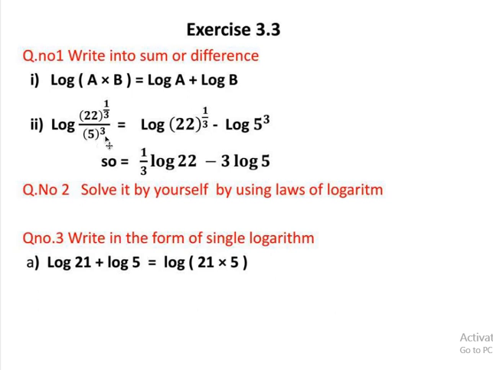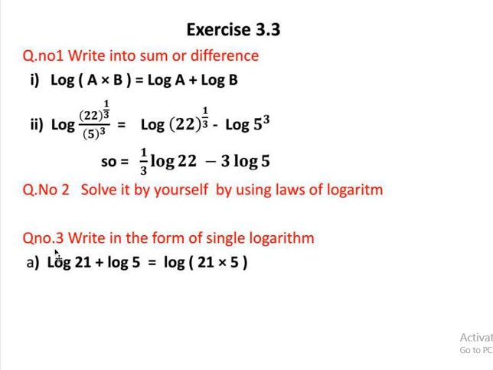In this case student, first we apply the second law of logarithm, the quotient form converted into subtraction form, that is logarithm of 22 raised to the 1 by 3 minus logarithm of 5 raised to the power 3. But we can simplify further by using another law, the power law. We have to shift this power 1 by 3 exactly beside the logarithm and write the statement in the form of 1 by 3 logarithm of 22 minus 3 logarithm of 5. Now student, solve question number 2 by yourself by using these laws of logarithm.